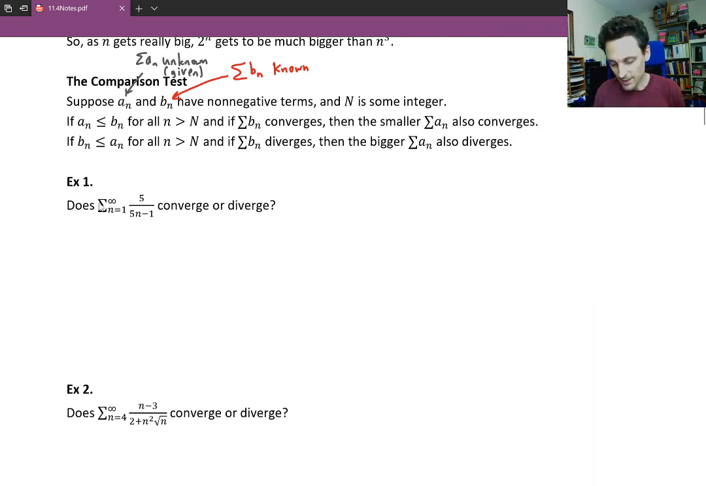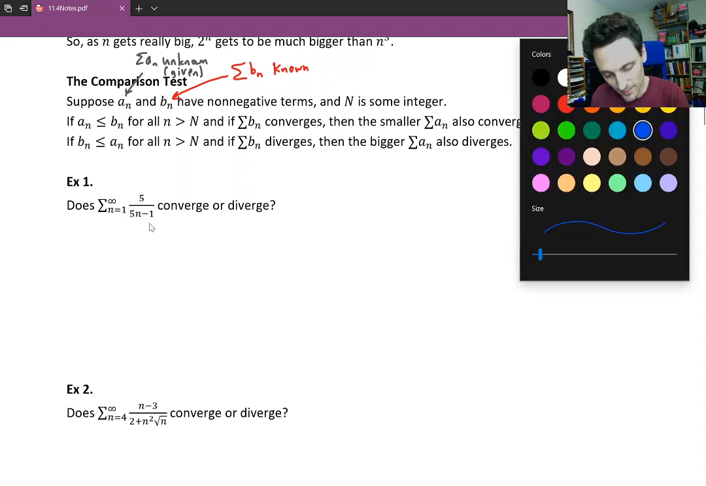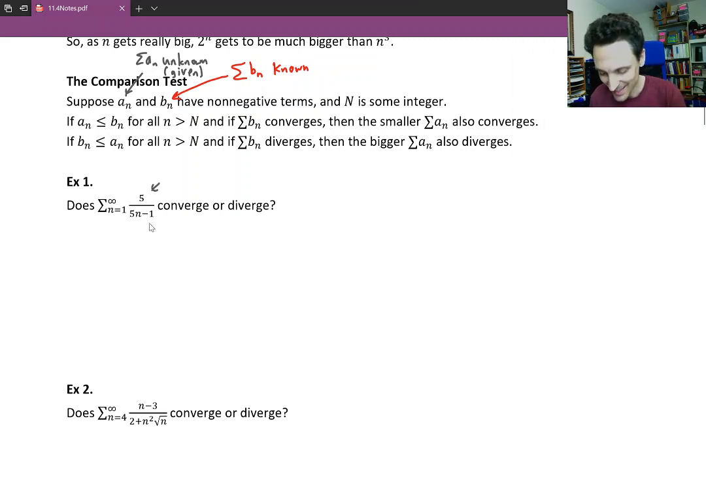Here we have a series. These are the a sub n's here. You can think if you want to compare them, that was a bad pun, if you want to tie them to the comparison test. So this is like your a sub n series. And we want to figure out, does this converge or diverge?